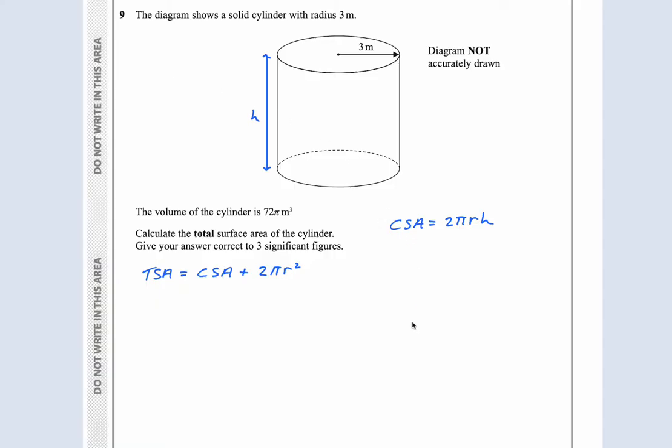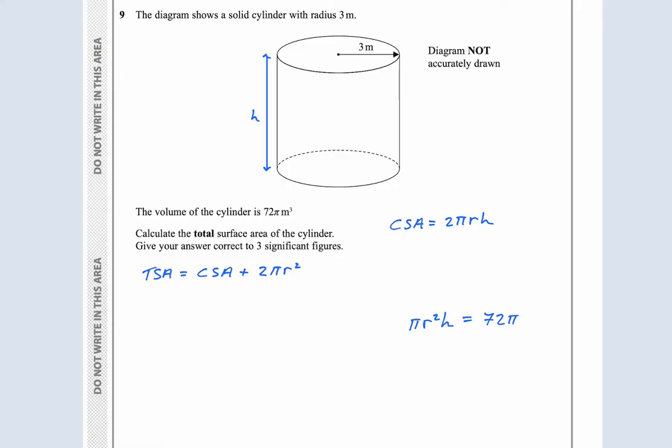Okay, I'll do it down here. The volume is pi r squared h. That's the formula for the volume of a cylinder. And he says this equals 72 pi. Now, I know the radius is 3.